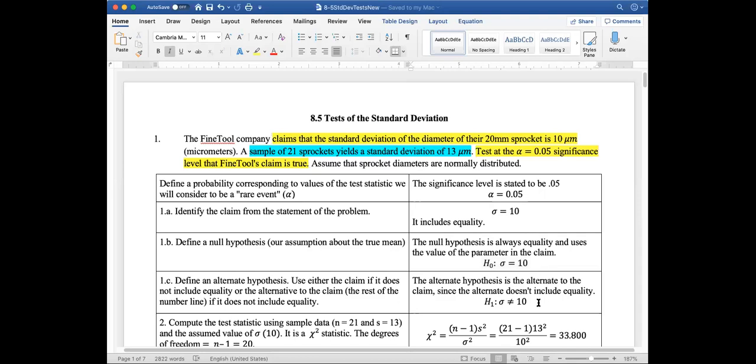The alternate depends upon what the claim is. Since the claim has equality in it, then the alternate is going to be the complement of that, which is not equal. So the alternate is sigma not equal 10, making it a two-tailed test, which becomes important as we go through the steps of the hypothesis test.